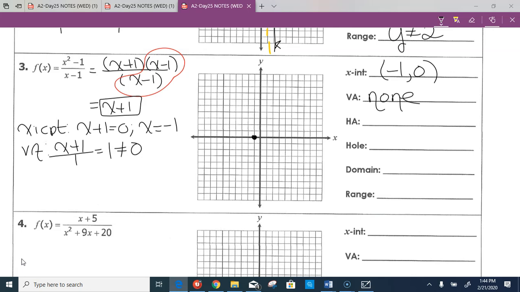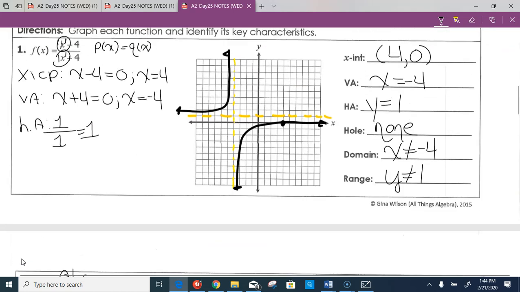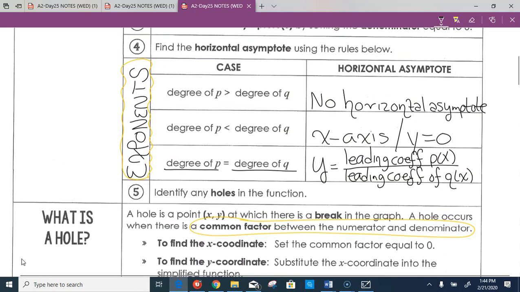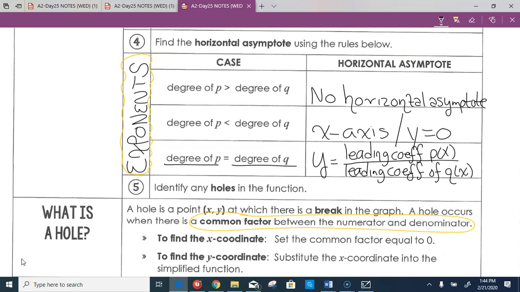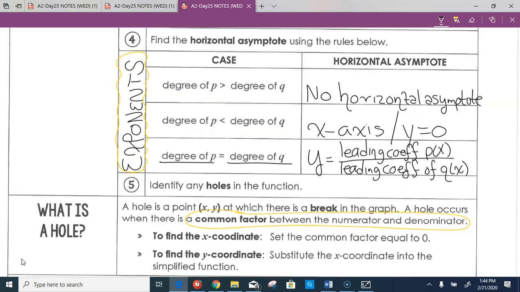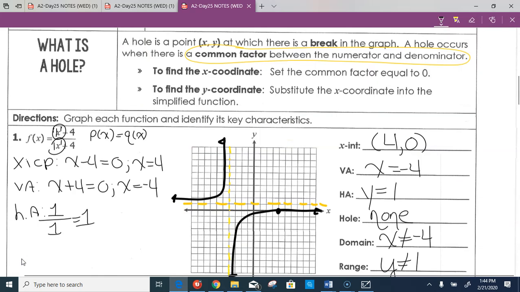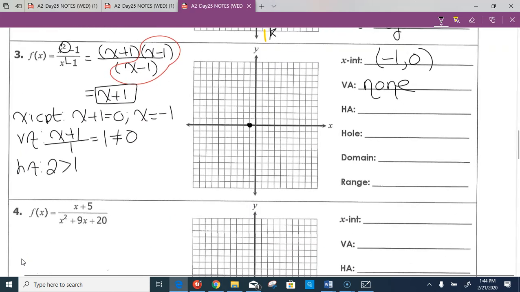To get a horizontal asymptote, I have to look at the original exponents in the equation. I had a top exponent of 2, a bottom exponent of 1. 2 is greater than 1. That means the P equation is greater than the Q equation. And according to our notes, and it's our first note up here, if the P equation is greater than the Q equation, then we have no horizontal asymptote. So we have no asymptote for this one as well.